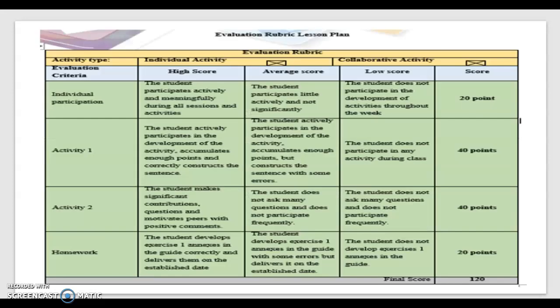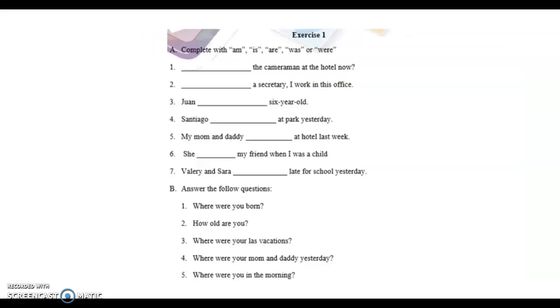Evaluation rubric, lesson plan: we will have a final score of 120 with different aspects: individual participation, activity 1, activity 2, and homework. Exercise 1 is worth 2 points. The first part is to complete the sentence with is, are, was, or were, and the second is to answer the following questions.